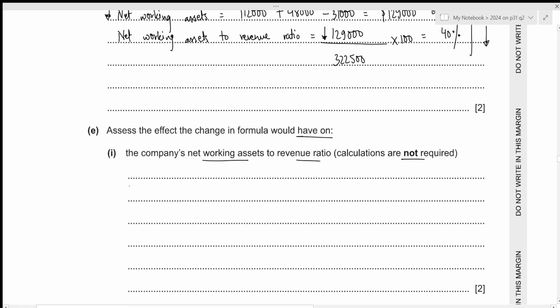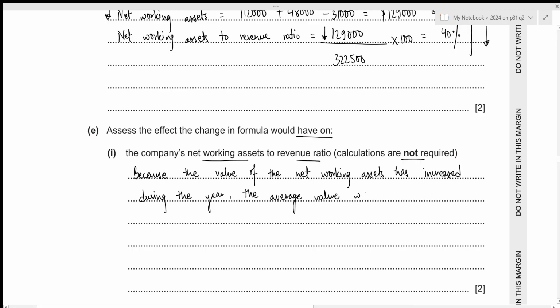Let's write it down. Because the value of the net working assets has increased during the year, the average value would be lower than the closing value, and this would cause the ratio to be lower.